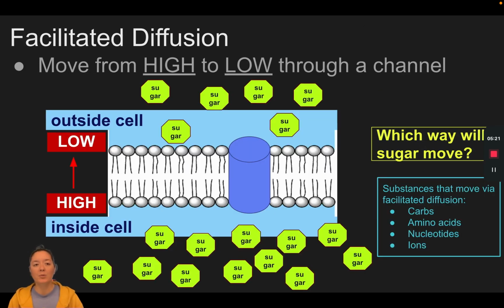The next type of diffusion, again, diffusion is no energy, just going from high to low.